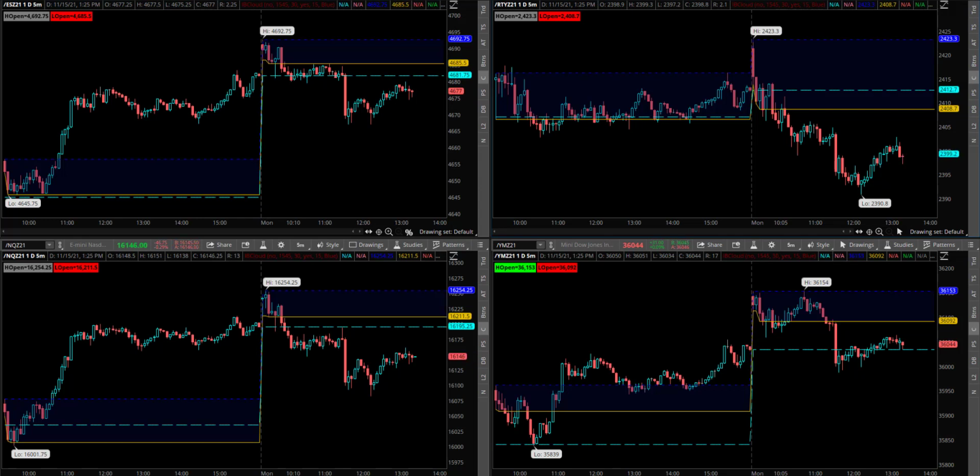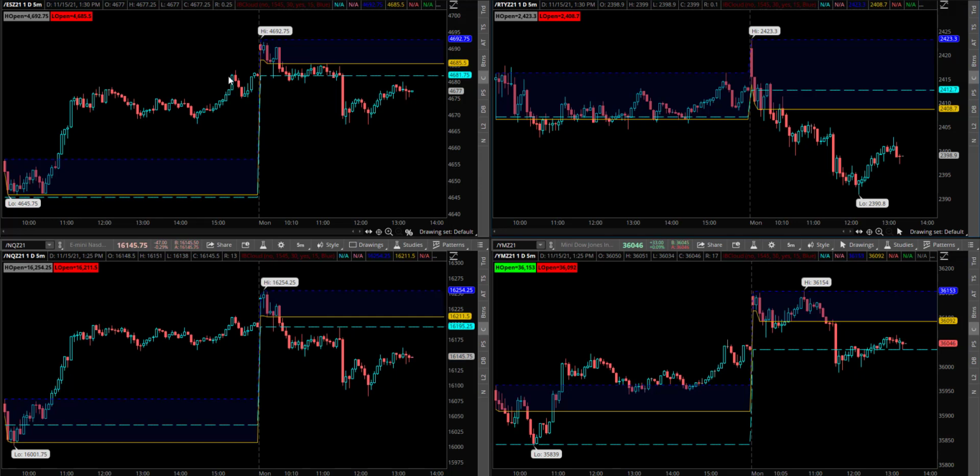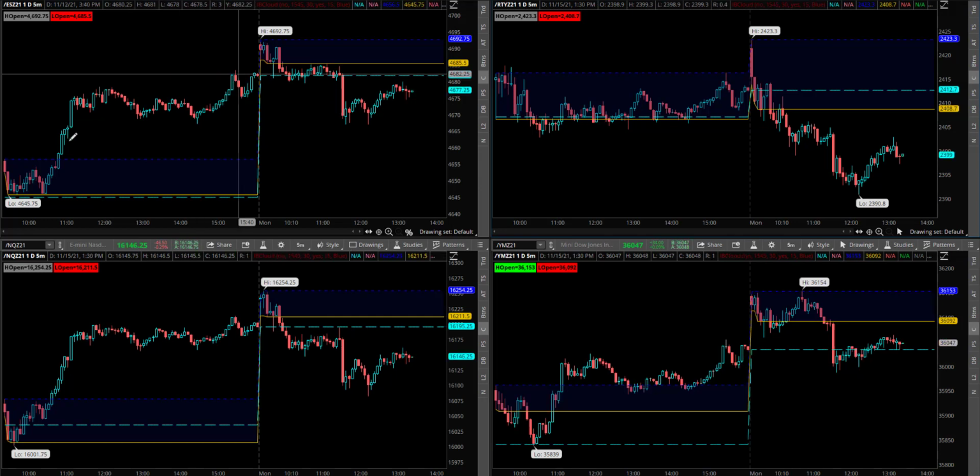Friday was a strong day in the markets. We closed up near the highs of the session. This is the S&P chart here in the top left. You can see Friday's activity here pushed up and closed right up at the highs of the day. NASDAQ, very similar activity there as well.